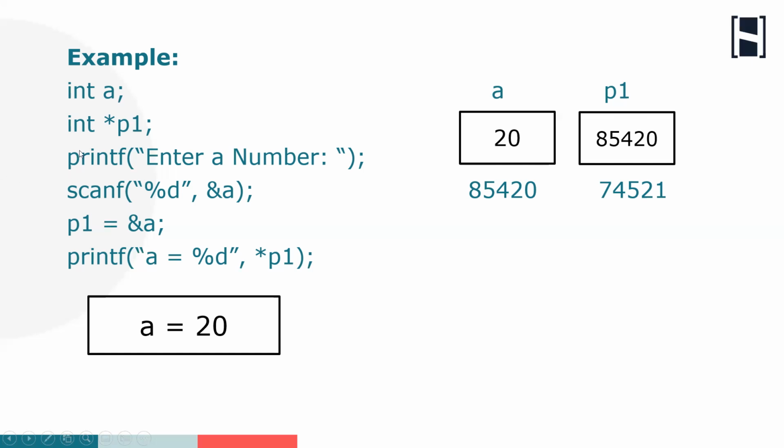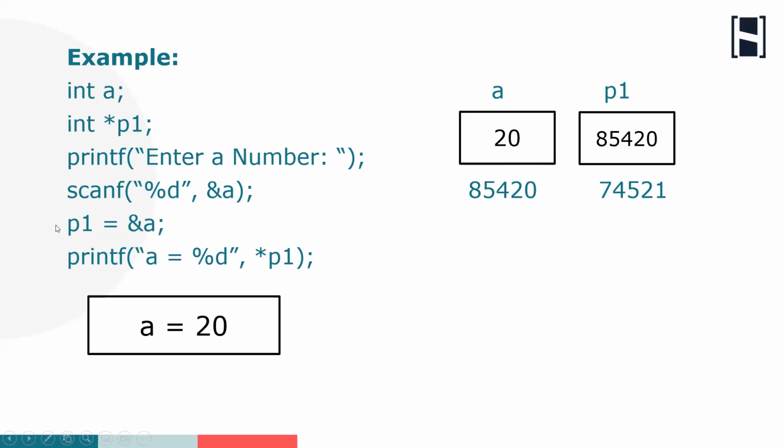Now, look what I'm asking. I am asking the user to enter a number. Let us assume the user is entering the value 20. So what is the scanf function going to do? It is going to read that 20 and store it in the memory address allocated for a. So inside this memory address, 20 is going to be stored. Done.